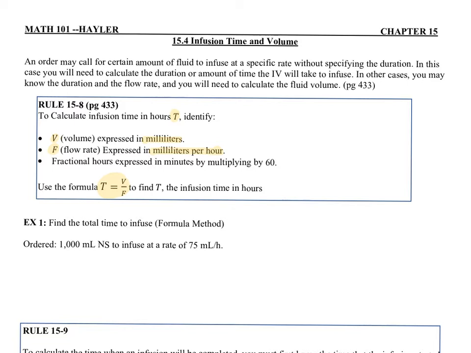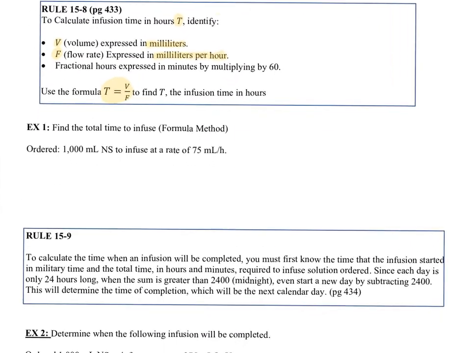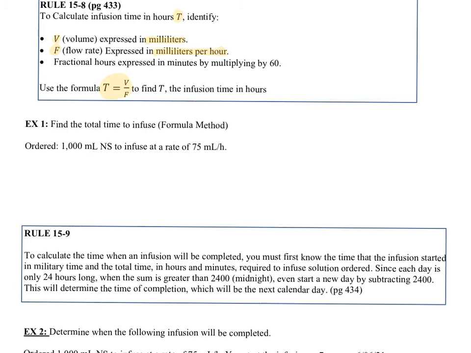So let's take a look at the first example. Let's take a look at our information that is given. 1,000 milliliters is ordered to infuse at a rate of 75 milliliters per hour. Well, let's check the units first. We have milliliters and milliliters per hour. Those match the units above. So we don't need to do any converting.